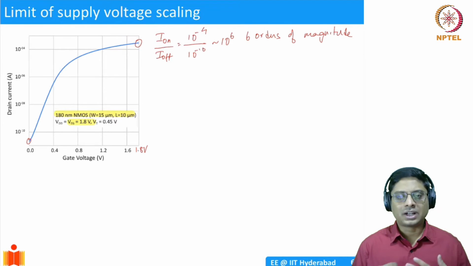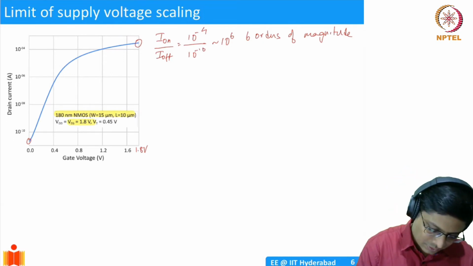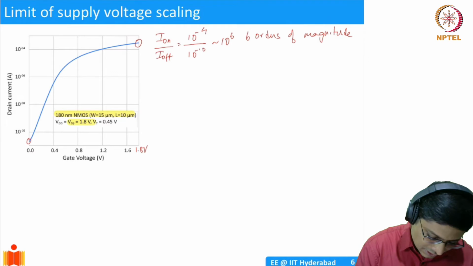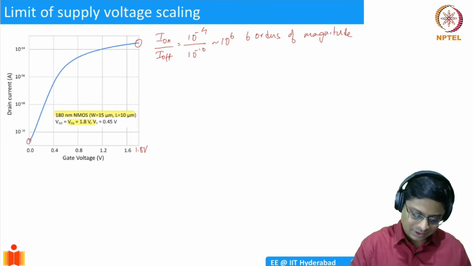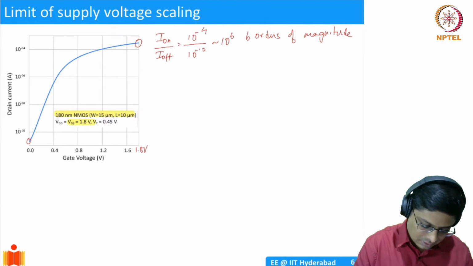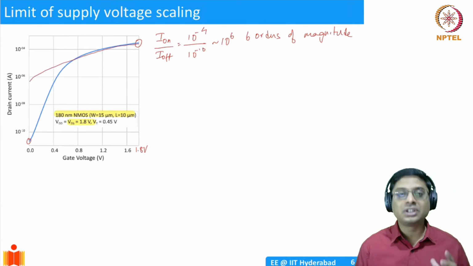Otherwise, if the off current is large, let's say the off current was 10 microamps. Let's assume that instead of this, the device was performing something like this. This is the second device. Is it a good digital device?